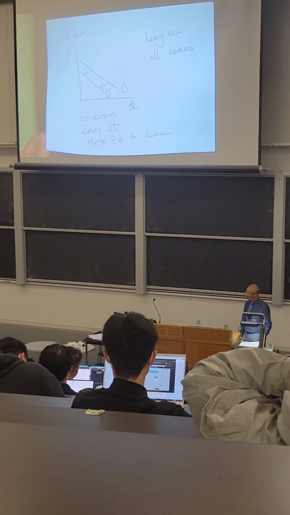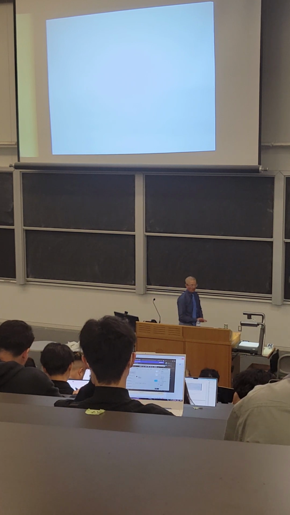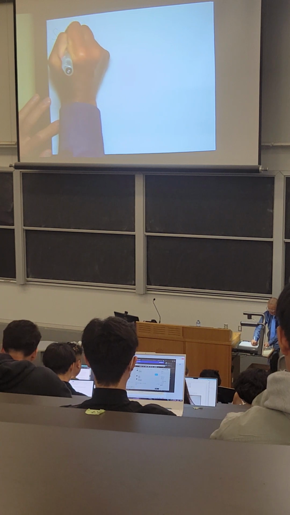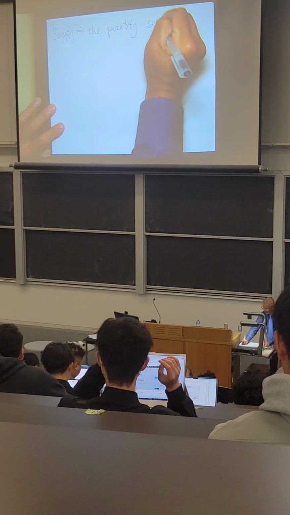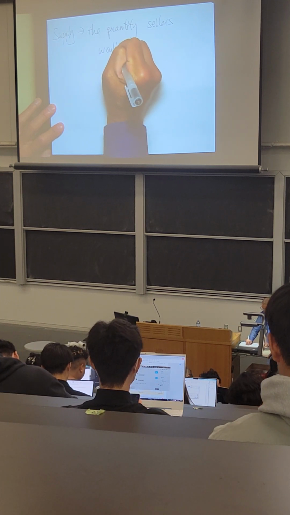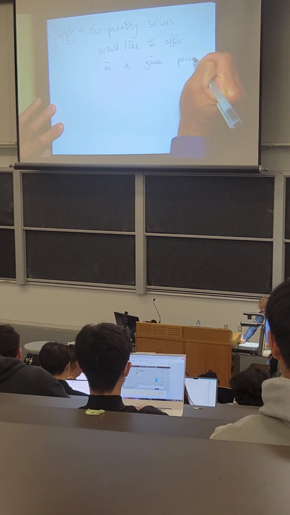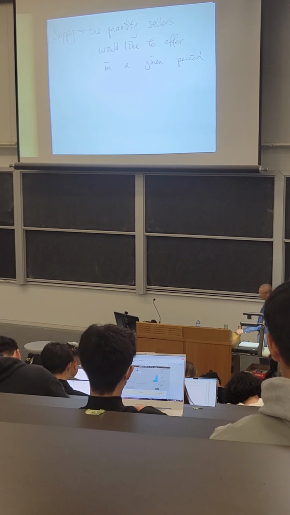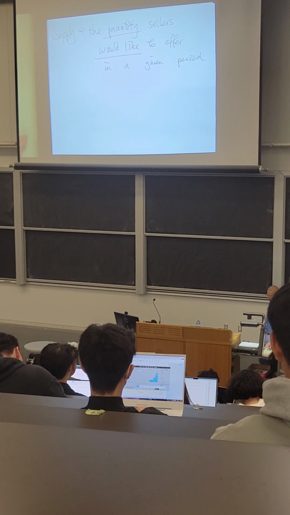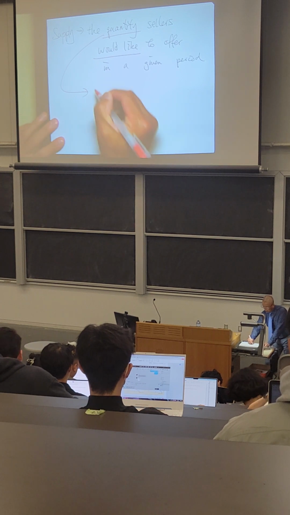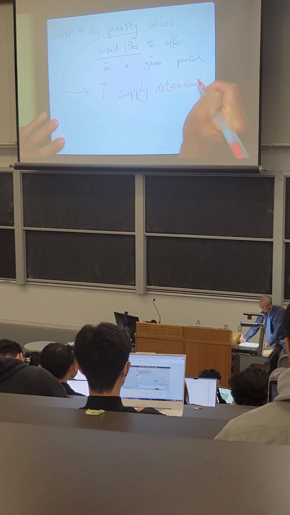So now we have learned all the factors affecting the demand. Now the supply side is very similar to the demand side. That is, what is supply? Supply tells us the quantity sellers would like to offer in a given period. This is what they would like, not exactly what they will end up selling. And this quantity will be affected by, again, 7 supply determinants, similar to the demand.